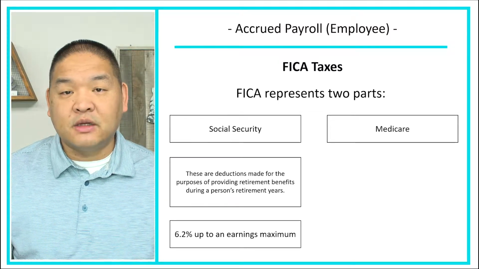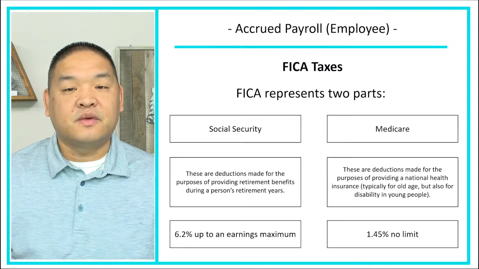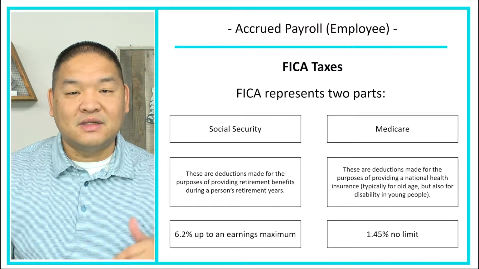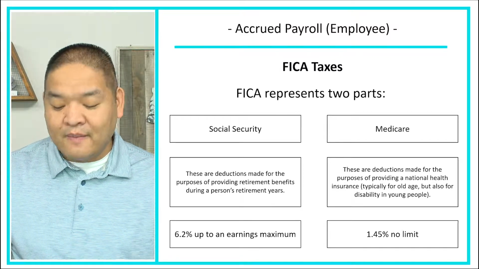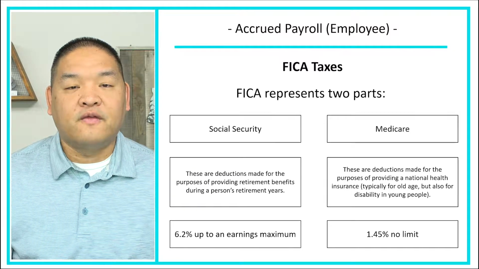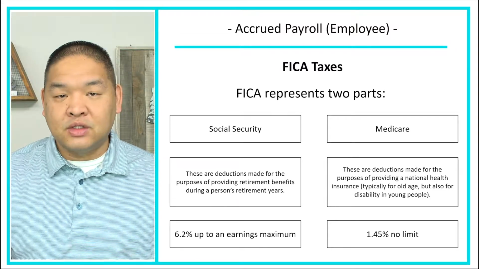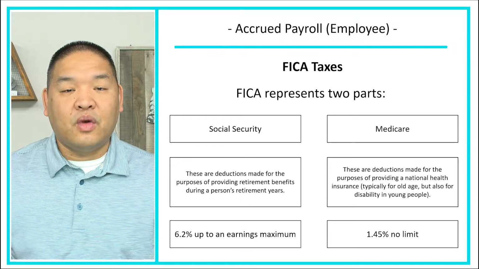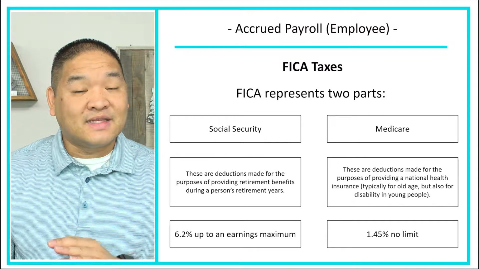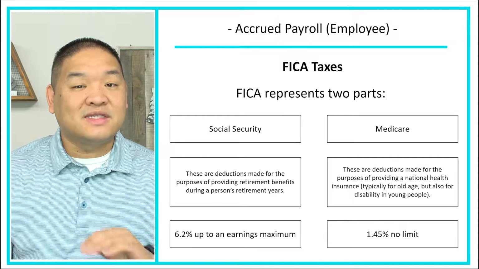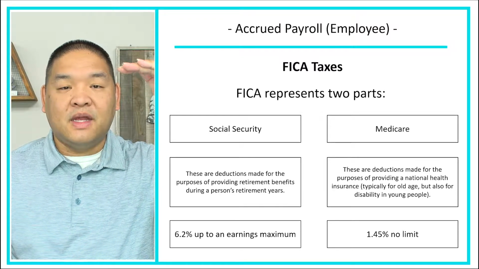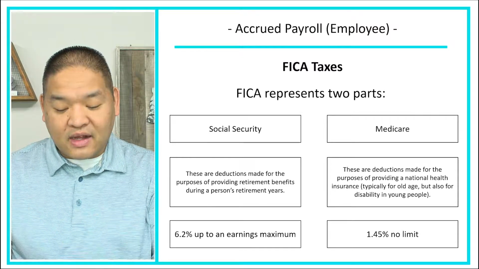Now, Medicare, on the other hand, is a little bit different. Medicare are deductions made for the purposes of providing a national health insurance. This is typically for old age, but also could be for disabilities in young individuals. The way that this deduction works is that it's 1.45% of your gross pay, and there is no limit. So you continue paying 1.45% on all of your income, regardless of how high your income is. That's different than Social Security, because Social Security stops when you've hit an income limit. So you keep paying, and then once you get to that income limit, it goes to 0%. So that's the difference between those two.